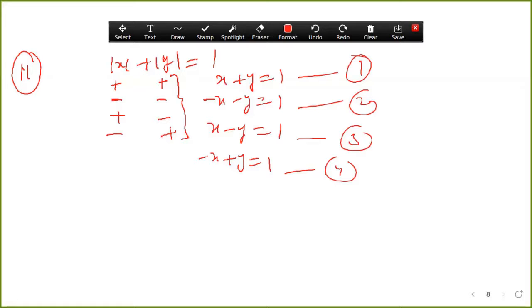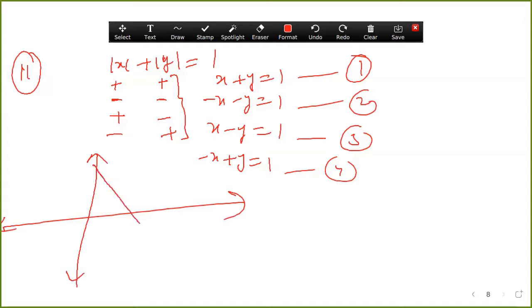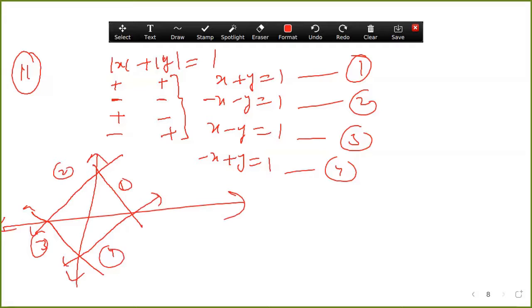Now you have to plot these four equations by making the table. You will get the graph like this. One line like this, second will be like this, third will be this one, and fourth will be this one. First line, second line, third line, and fourth line like this. You will get the equations like this.